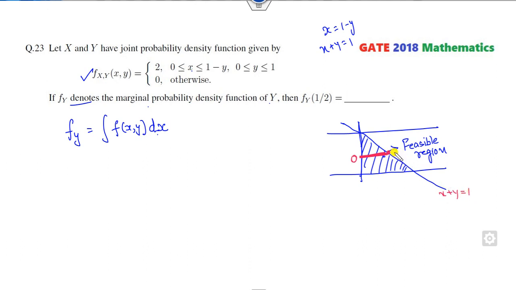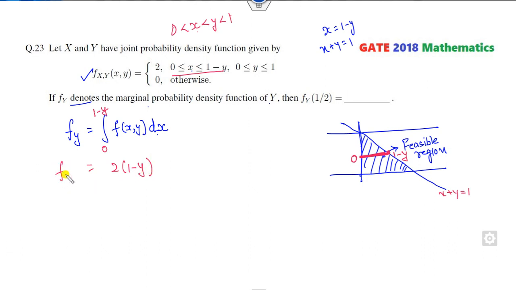What is the value of x here? It is 1 minus y. Remember, this is an example where it is already given, but it is not always true. If you write it in this manner, what is the limit of y? Can it be 0 to 1 or x to 1? You have to write it from the graph. So what is that? It's a 2. What is the integration of this?